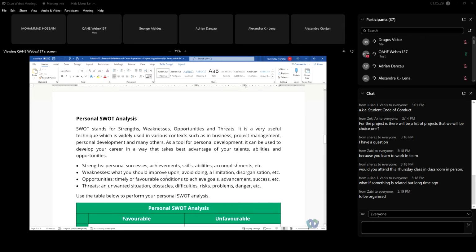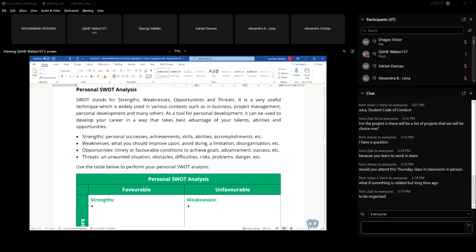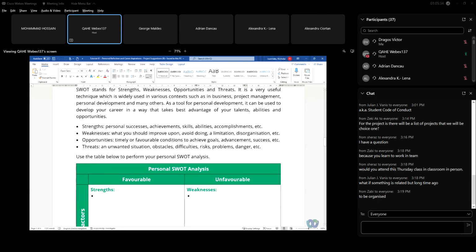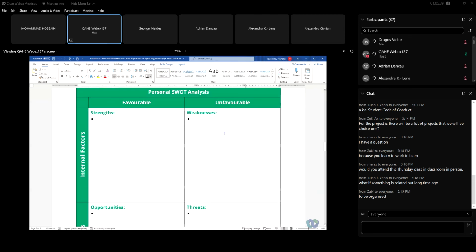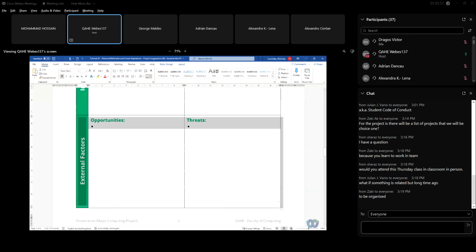Then you go on to do a SWOT analysis: strengths, weaknesses, opportunities, and threats. Strengths and weaknesses are actually internal to you, they're personal to you. Where do you feel you're strong and where do you feel you're weak? So make a list there with bullet points. Where are your strengths? Where are your weaknesses?